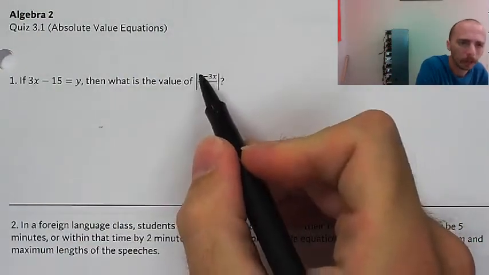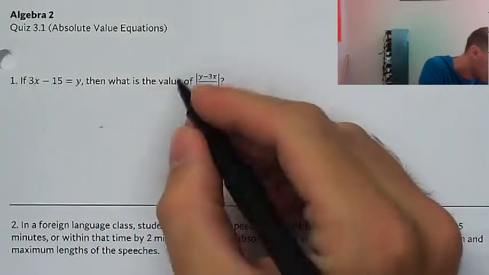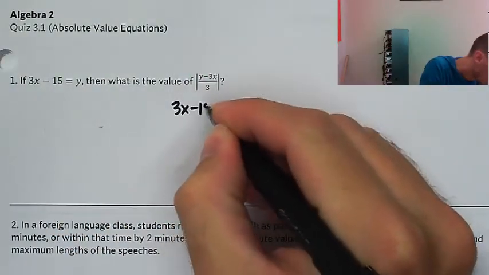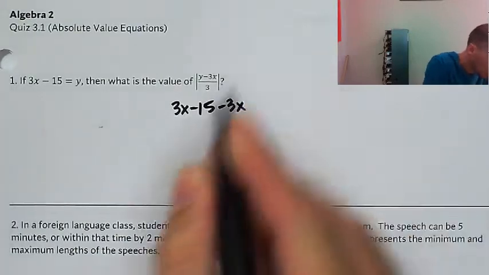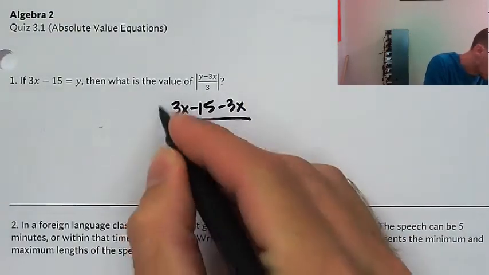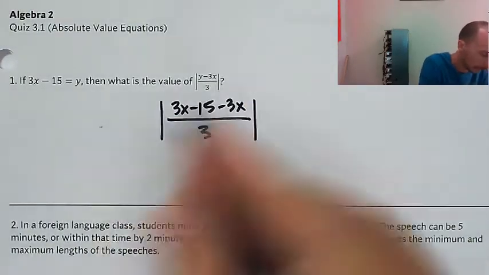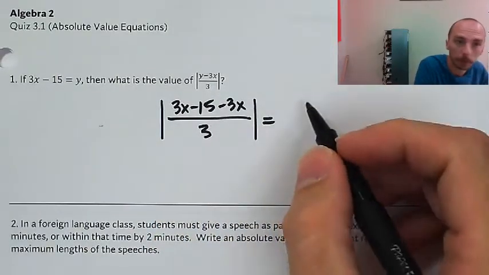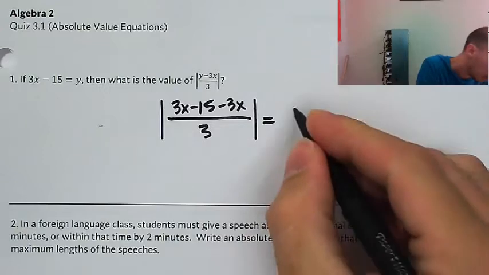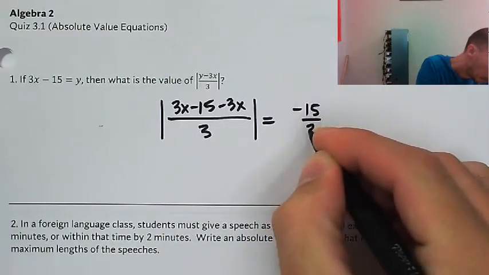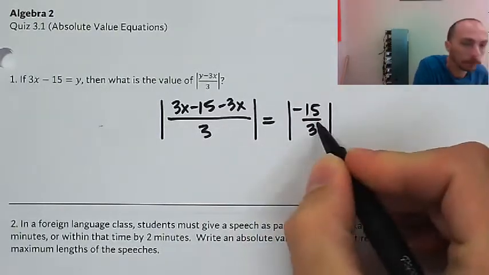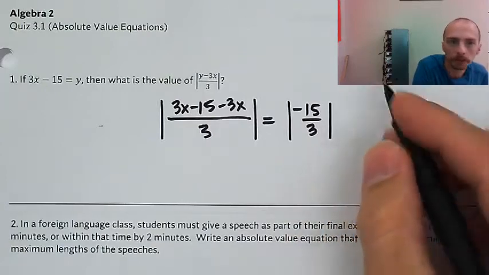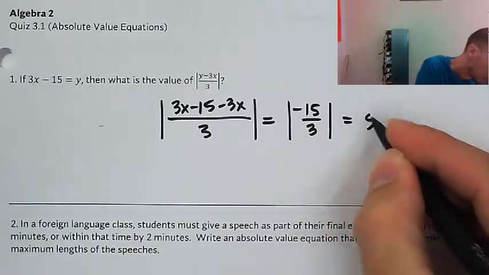So right there where I had y, I'm now going to have 3x minus 15 minus 3x, all divided by 3, and then take the absolute value of that. Okay. So 3x minus 3x is no x's, which is 0. And that's going to be negative 15 over 3. So the absolute value of this number is positive 15 over 3, which is 5.